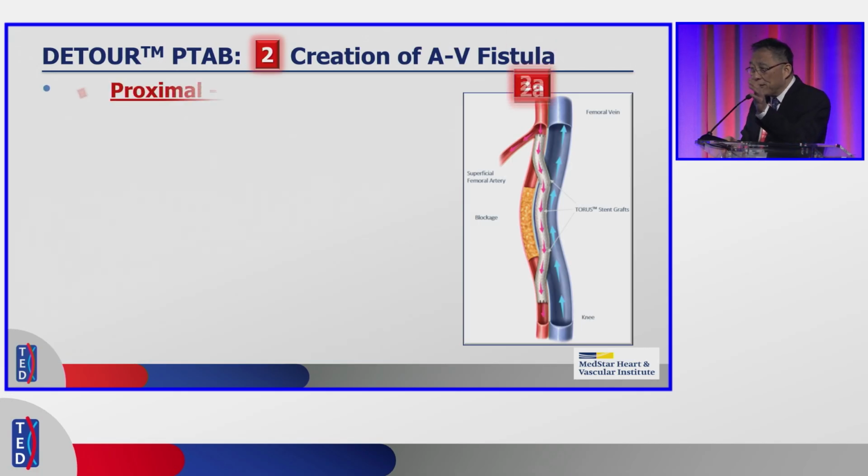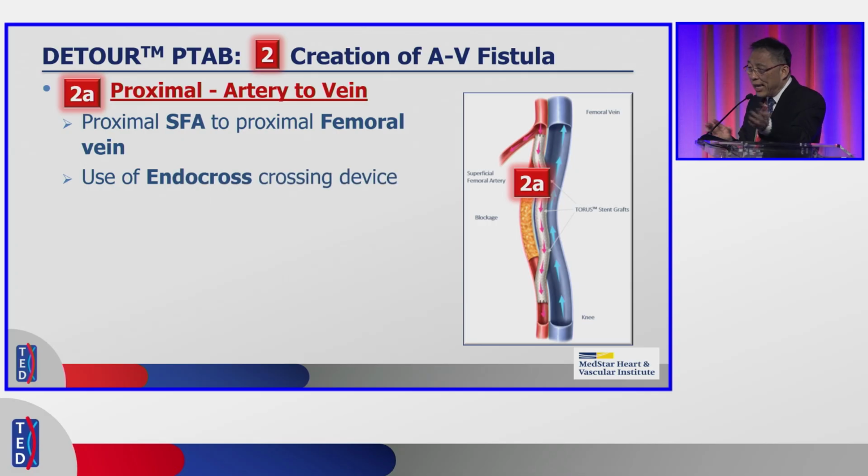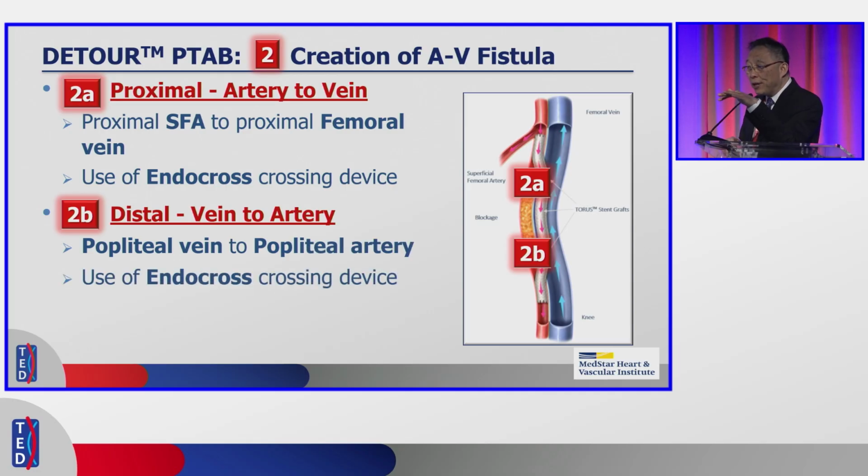So the next thing is creation of the AV fistula. And again, very simple. We have a device called the Endocross. Basically, the first thing is you cross from the SFA to the femoral vein. And then after you've created it, you create a fistula again from the popliteal vein to the artery.